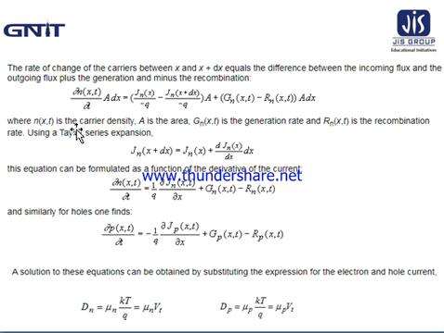Here n(x,t) is the carrier density, A is the area, Gn(x,t) is the generation rate, and Rn(x,t) is the recombination rate.